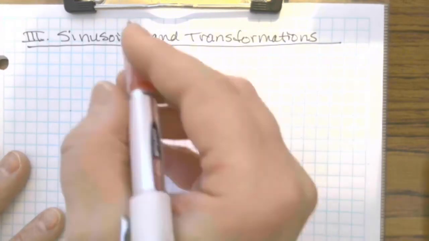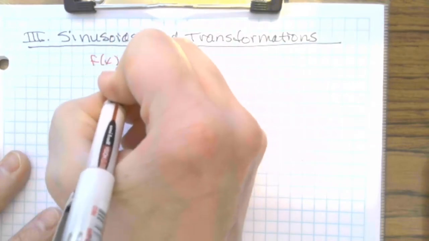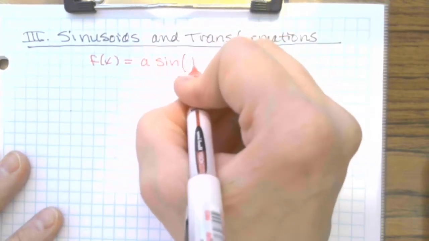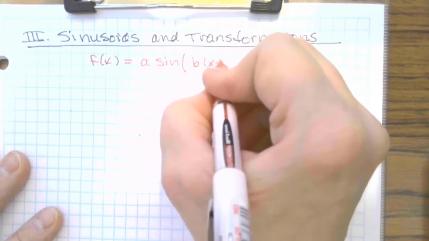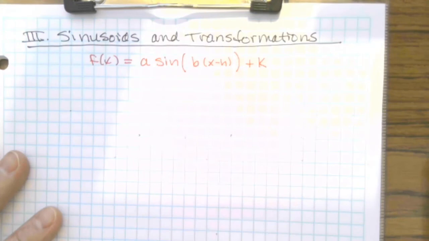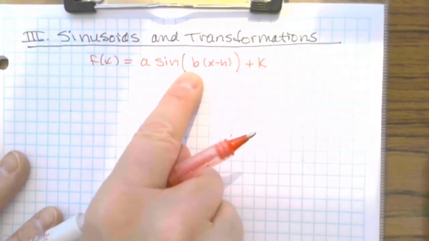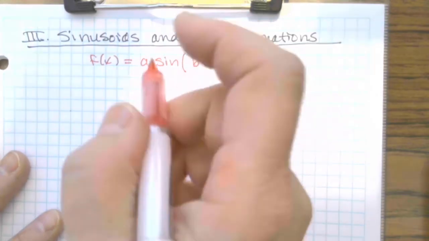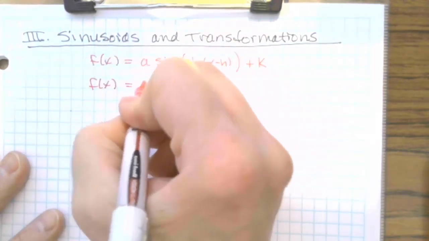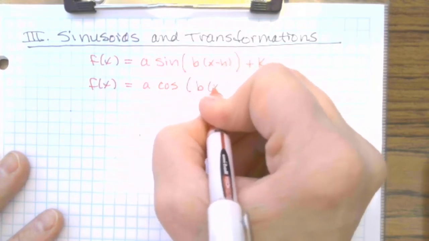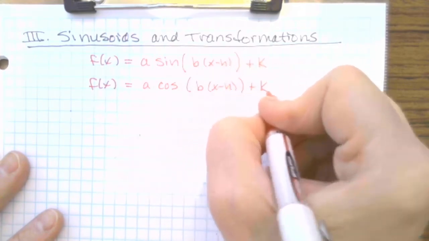So first off, here's the generic equation. f of x equals a times sine of the quantity b times x minus h, plus k. Notice the scalar goes outside, so it's a 1x plus or minus the translation. That's the same. And then f of x for cosine is a cosine of b times x minus h plus k.